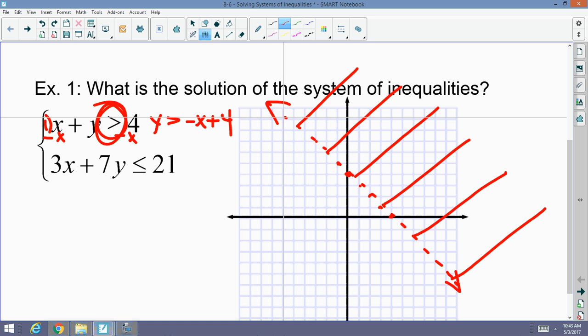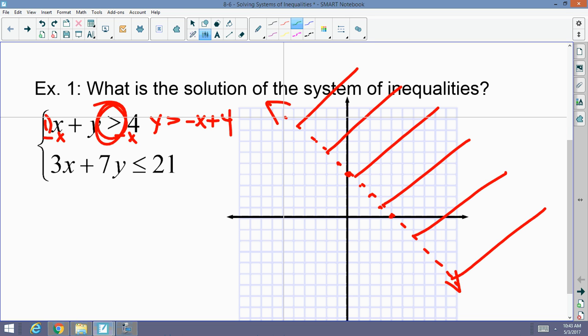Some teachers and some books, there's nothing wrong with this, but what they'll tell you is, all right, guys, pick a point here, test it. Pick a point here, test it. The side that actually works, that's where you shade. That's great. That's accurate. It's 100% awesome. But it's time consuming. So trust me, guys, I've done this a long time. If it's greater than, just look at that y-intercept. Greater than, you're going to go above the y-intercept. Less than, below the y-intercept.